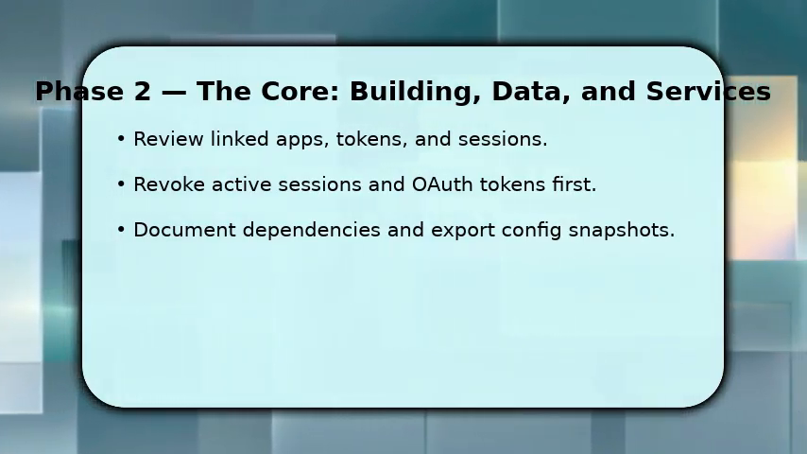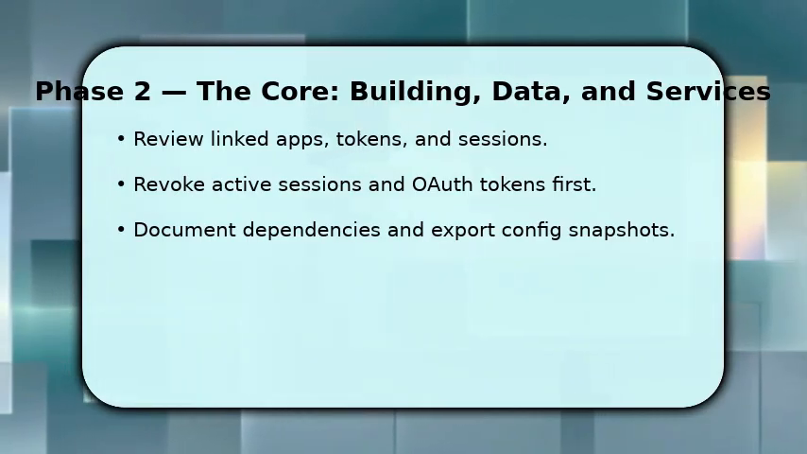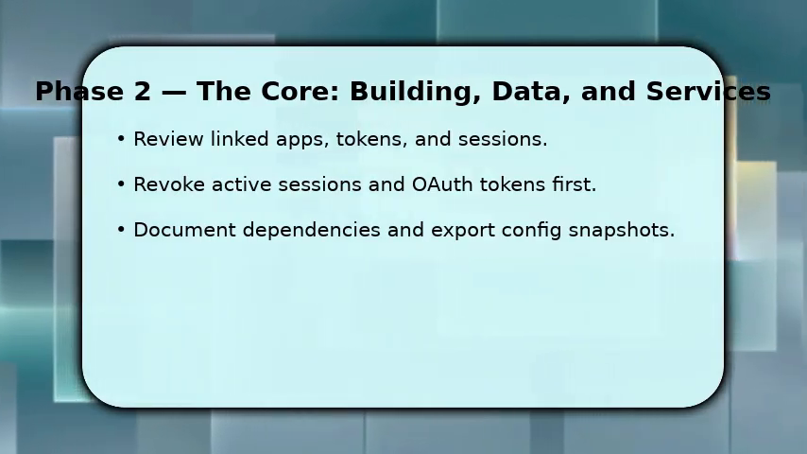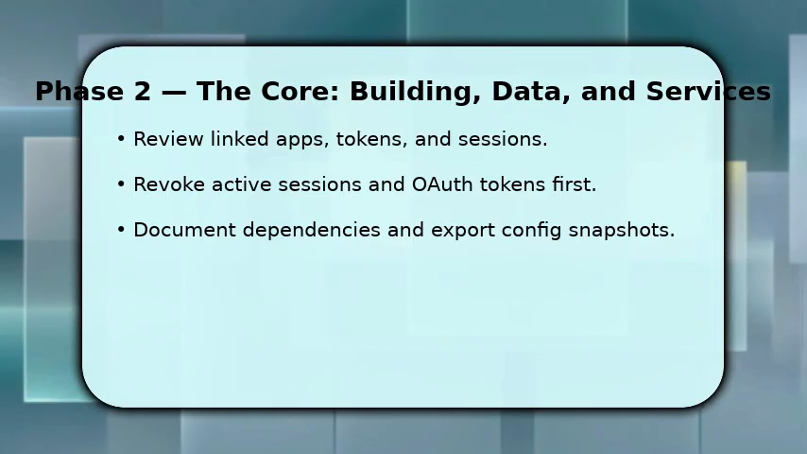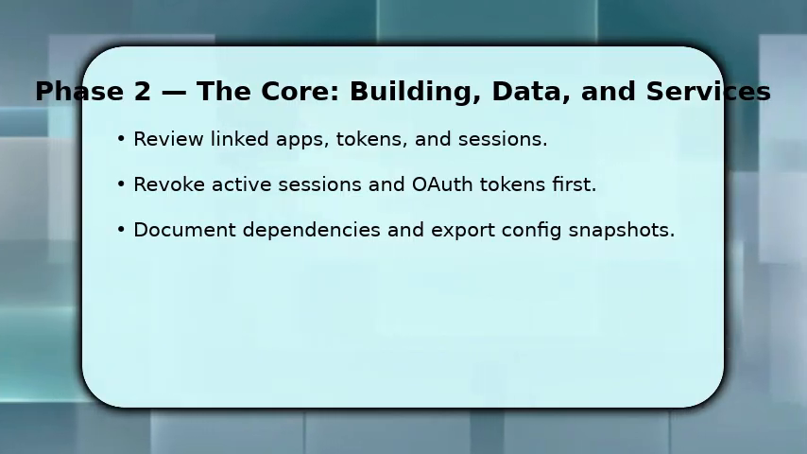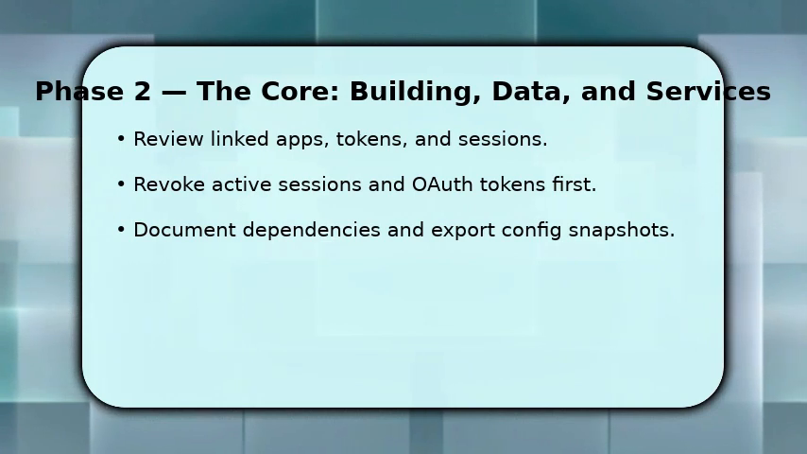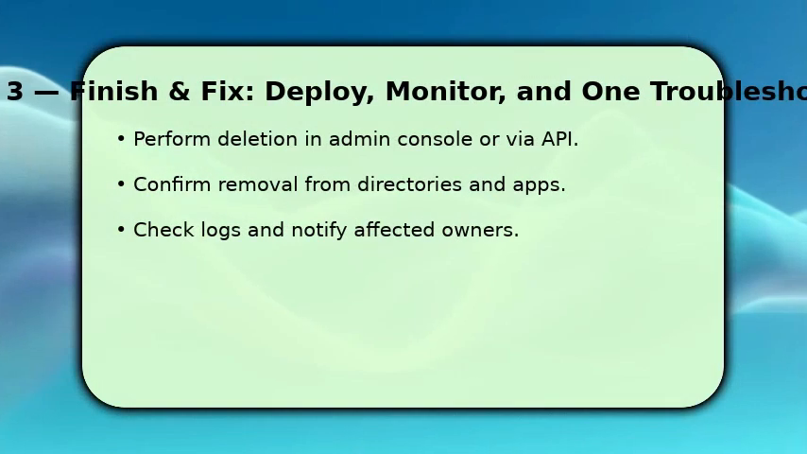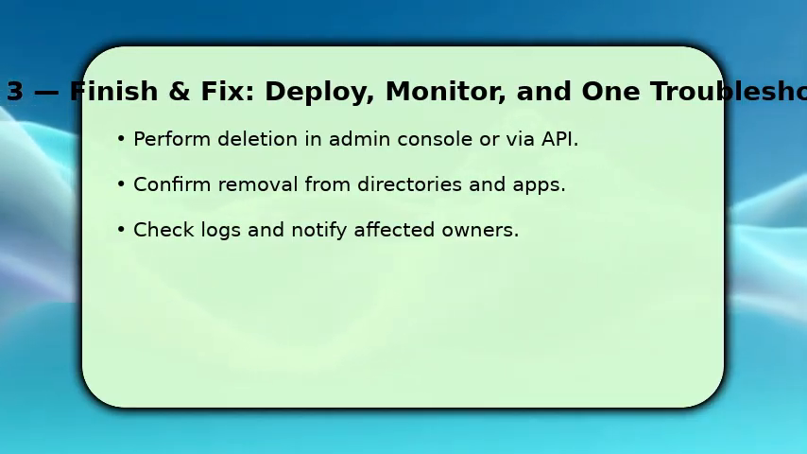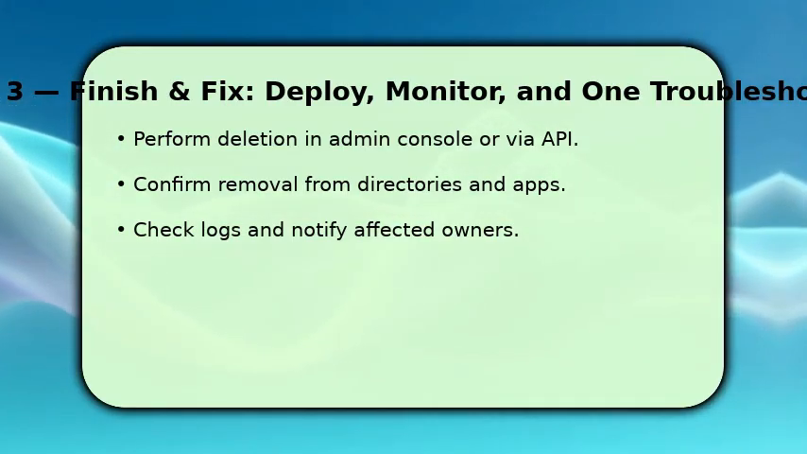Make export snapshots of configuration and user mappings for rollback. Once you've revoked access and backed up mappings, double-check audit logs and dependency reports so you can proceed safely to the actual deletion step. You perform the deletion using the admin console or the provider API, following the exact delete operation. Confirm prompts and note any warnings.